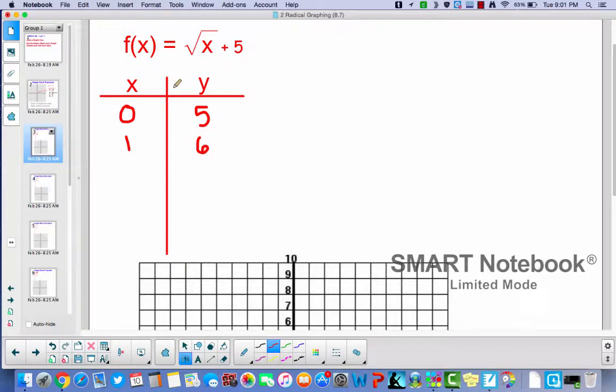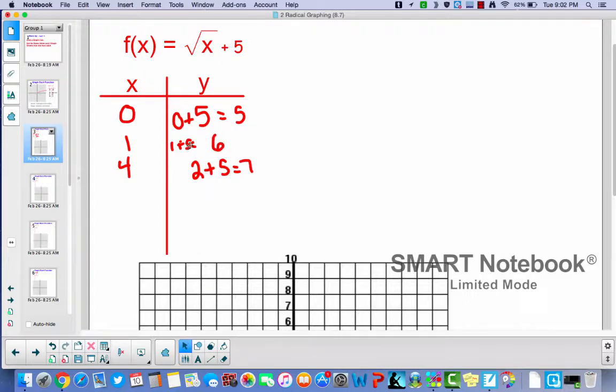If we plug in 1, we get the square root of 1, which is 1, plus 5, which is 6. Now, we said we're not going to pick 2 and we're not going to pick 3 because those aren't perfect squares. So our next one is to pick 4. The square root of 4 is 2. 2 plus 5 is 7. And we can pick number 9, because that's also a perfect square. The square root of 9 is 3. 3 plus 5 is 8.